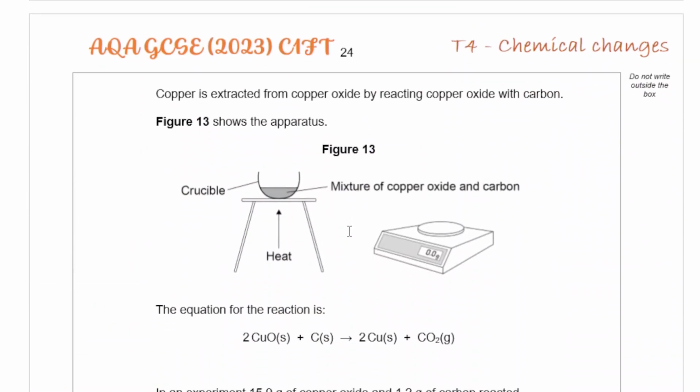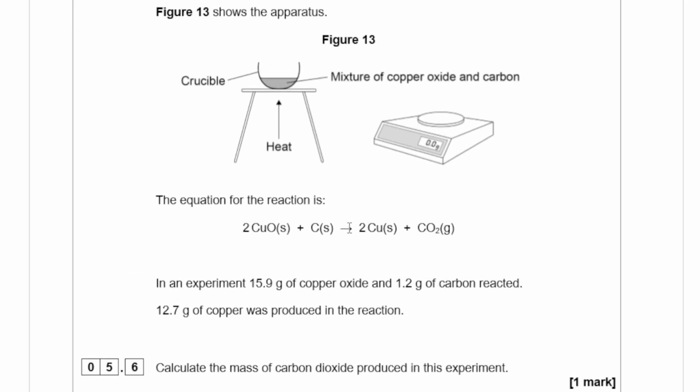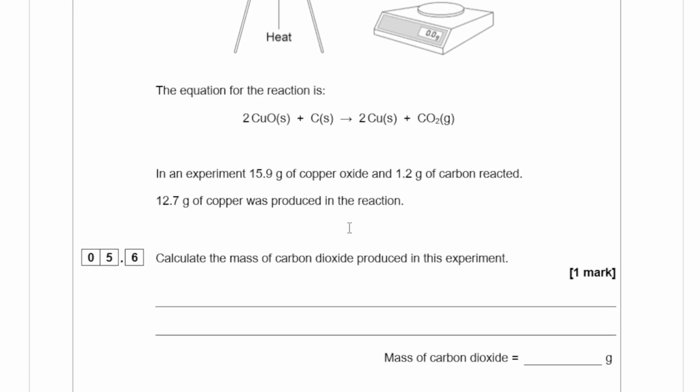Copper is extracted from copper oxide by reacting copper oxide with carbon. Figure 13 shows the apparatus. So you have a crucible containing a mixture of copper oxide and carbon, and you're heating it. The equation for the reaction is 2CuO plus carbon gives you 2 copper and carbon dioxide gas. In an experiment, 15.9 grams of copper oxide was reacted with 1.2 gram carbon. 12.7 grams of copper was produced. Calculate the mass of carbon dioxide.